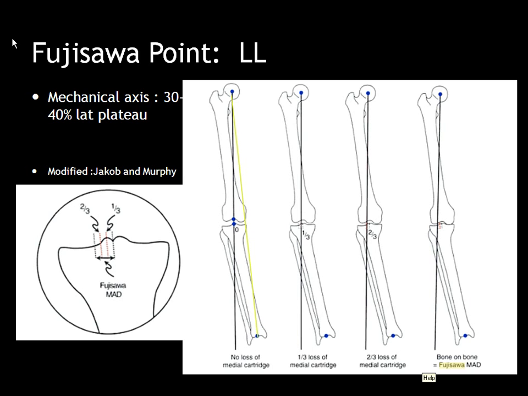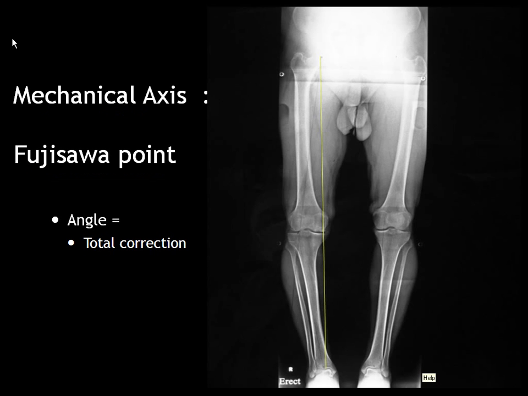And they said, really, you shift the mechanical axis according to the degree of osteoarthritis. So it's a full-blown medial OA. You take it 40%, less degrees, it's less deviation. So what he does is, he decides where the mechanical axis wants to go. So he said, I'm going to put the mechanical axis here.